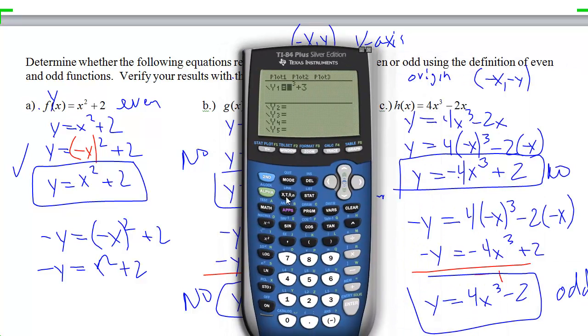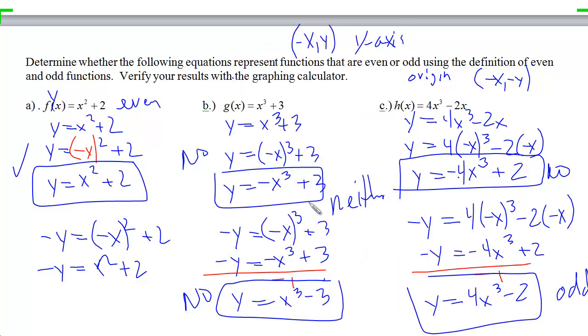And the final one, let's just insert a 4x cubed minus 2x. And indeed we do see that there is no symmetry across y, but it does certainly appear to be symmetric about the origin. And we term that an odd. So that's really all there is about symmetry as it pertains to graphs. So bring any questions with you tomorrow and we'll get a little more practice.